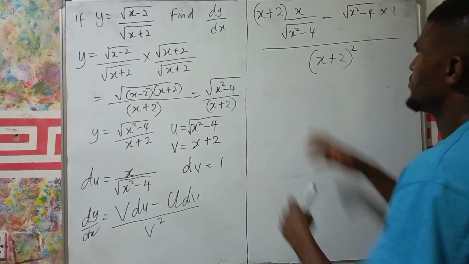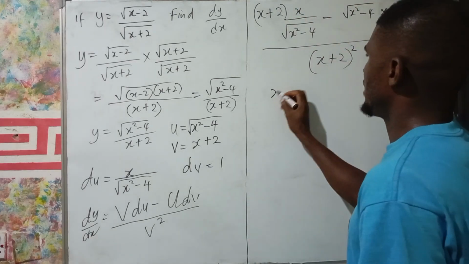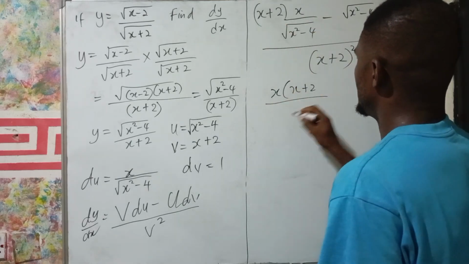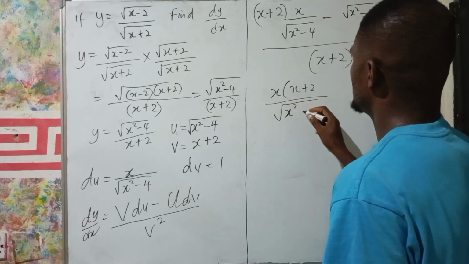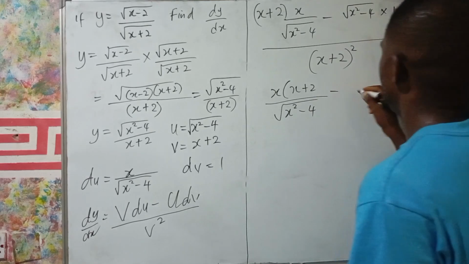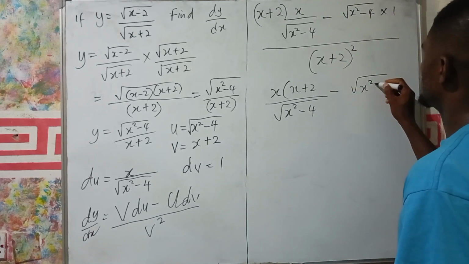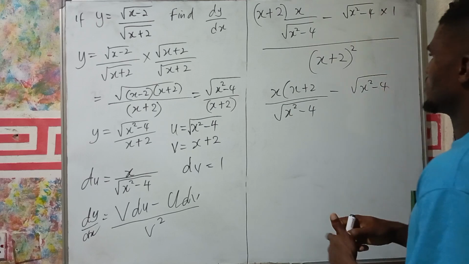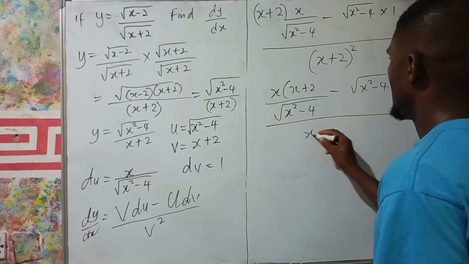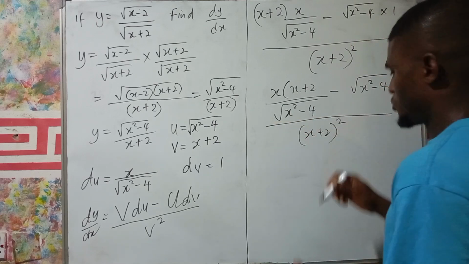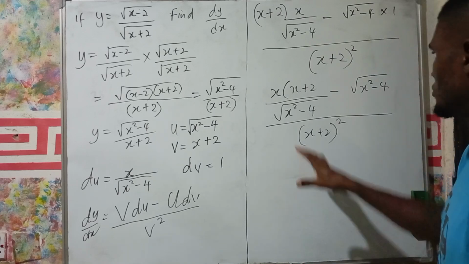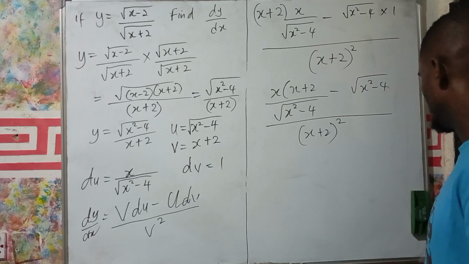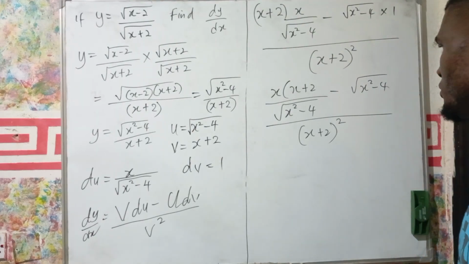And if I want to write this down well, I'll write x, which is this x, into bracket x plus 2, divided by root of x squared minus 4, minus root of x squared minus 4. Now, because when you multiply this with this, it still remains what we have over x plus 2 all squared. Now, we need to work on this with all the knowledge of algebra that we know.